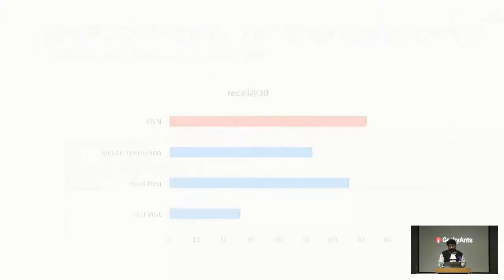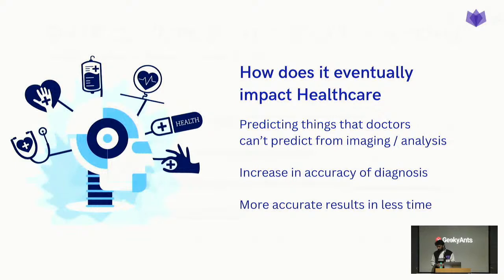That ends what I wanted to talk about neural networks. There's a lot of depth in it, which we cannot cover in a one or two day session, because you have to sit, write equations, and do maths that we did not want to do back in school. So what does this help us with in healthcare? It can predict things that doctors can't predict from imaging or analysis, increase the accuracy of diagnosis, and give more accurate results in less time.